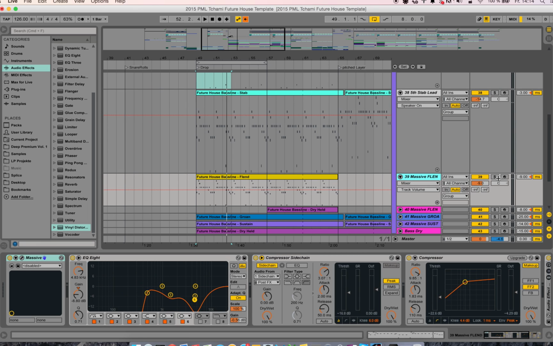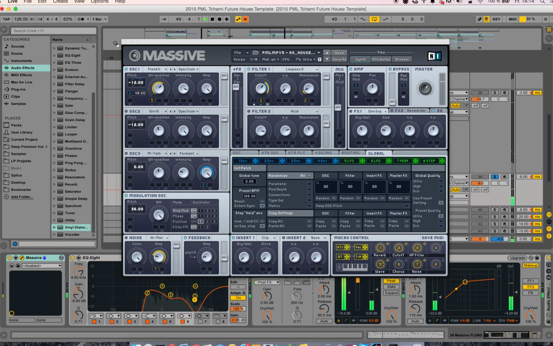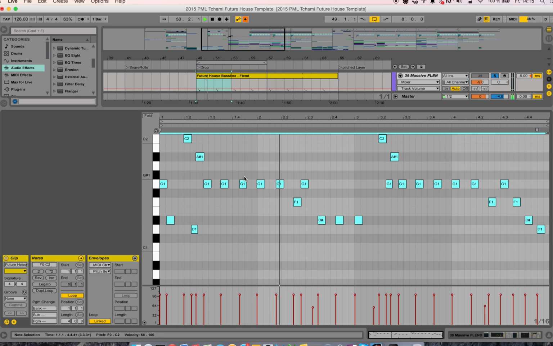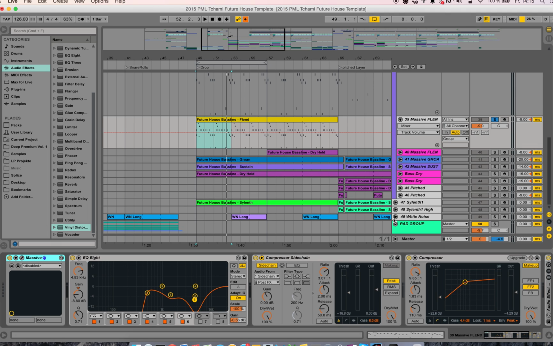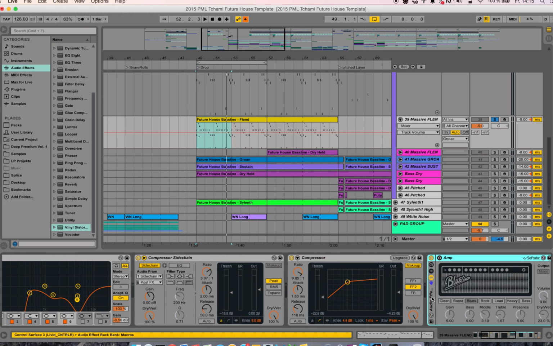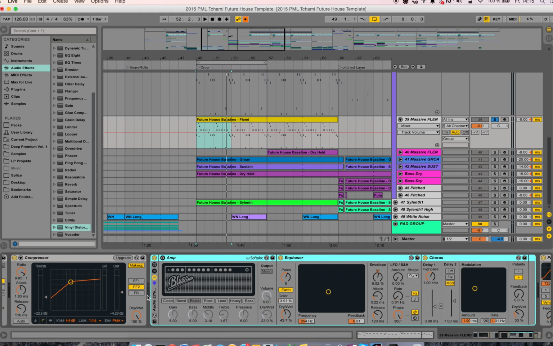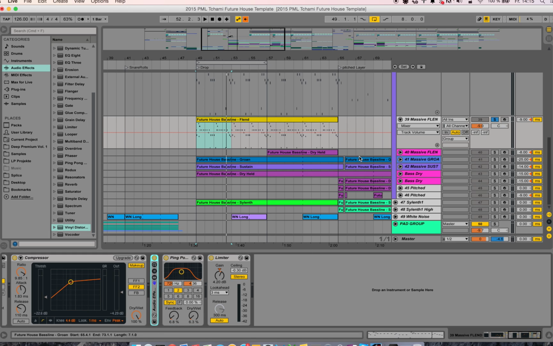The next one is the flanged Massive wavetable. Let's check that out. So we are basically using this wavetable over here. What happens if we go down the octaves with that one? Looking for this attacky kind of weird sound in the higher frequencies over here, and I cut out a lot of resonant things and just put in some phaser, chorus. The amp is not playing, and a little bit of ping pong delay.